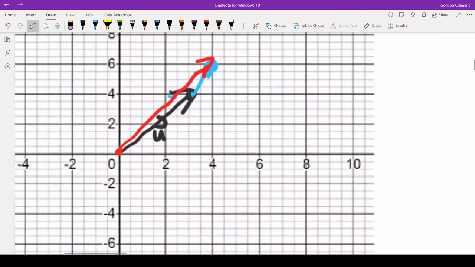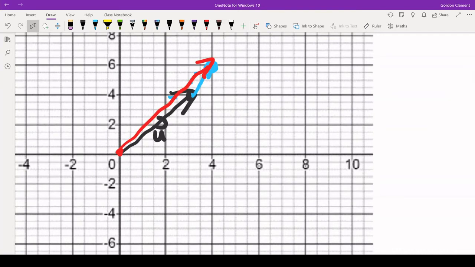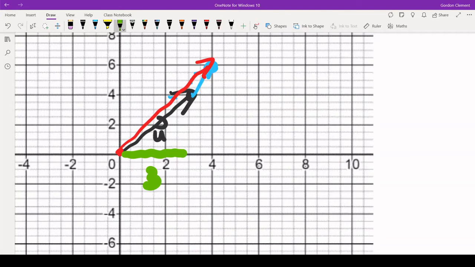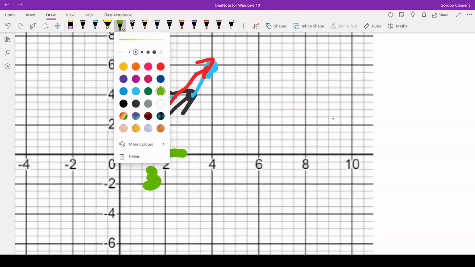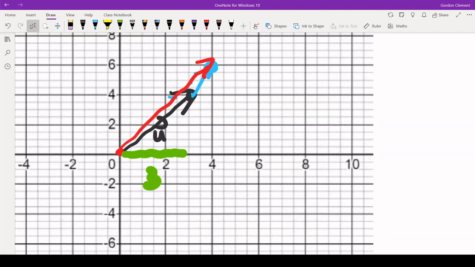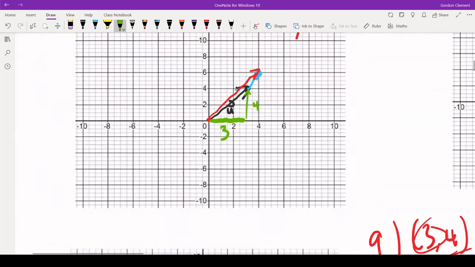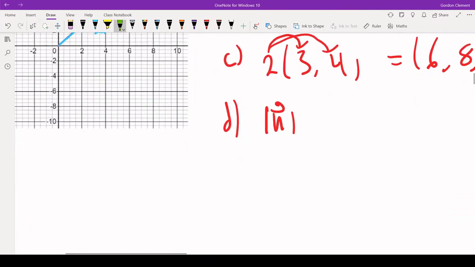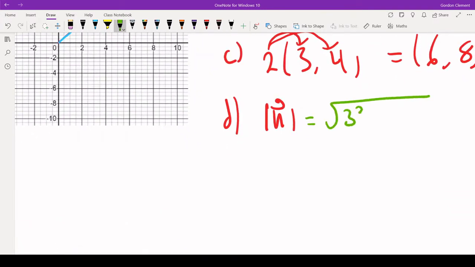So maybe I'll just zoom in on this picture. If I want this length, well, I'd maybe think about this right angle triangle, which is 3 over, 4 up. So if I wanted the length of u, I'd do a squared plus b squared equals c squared. I'd do the square root of a squared plus b squared, which is the square root of 25, which is just 5.